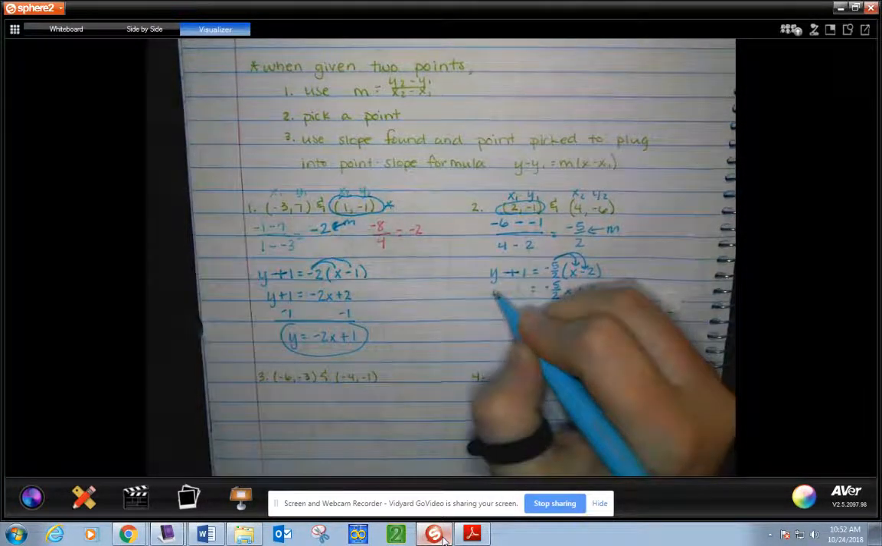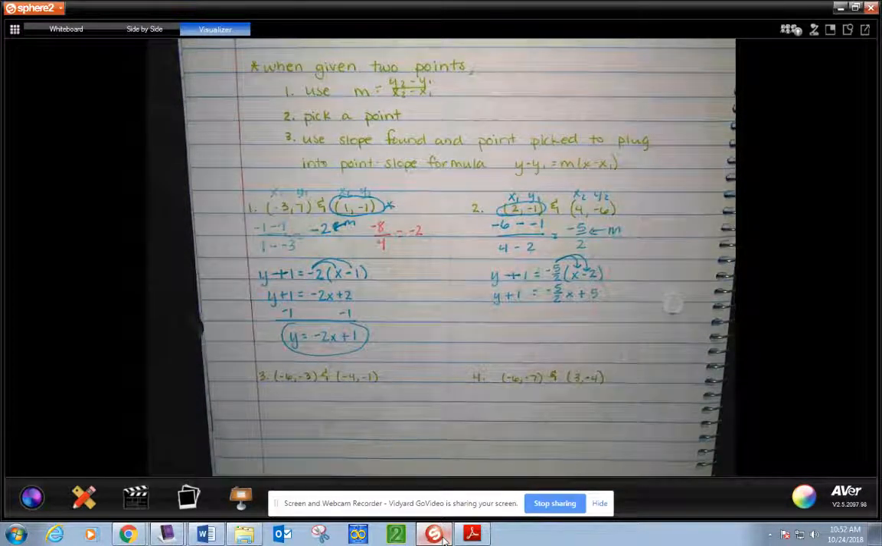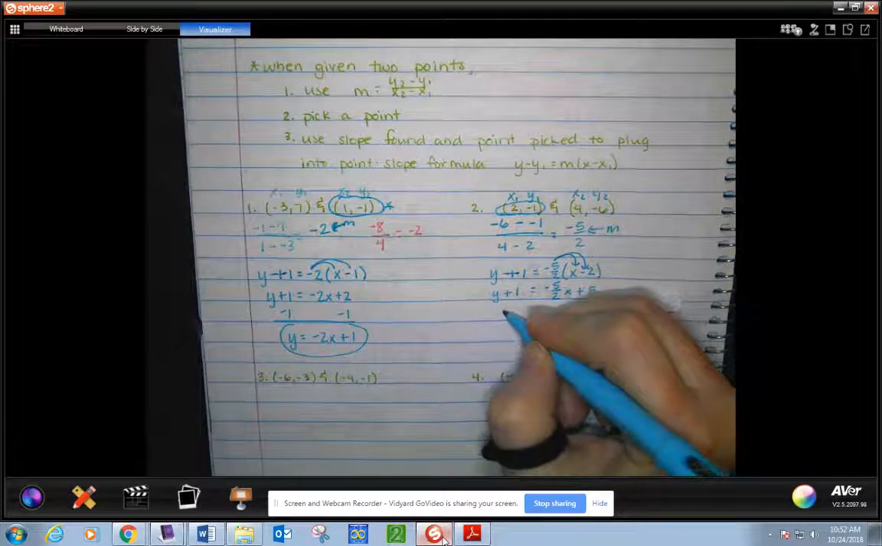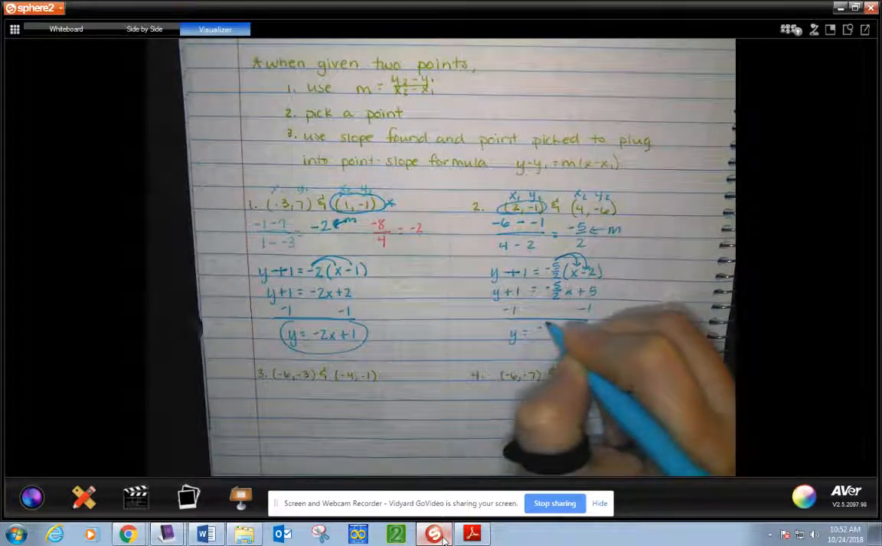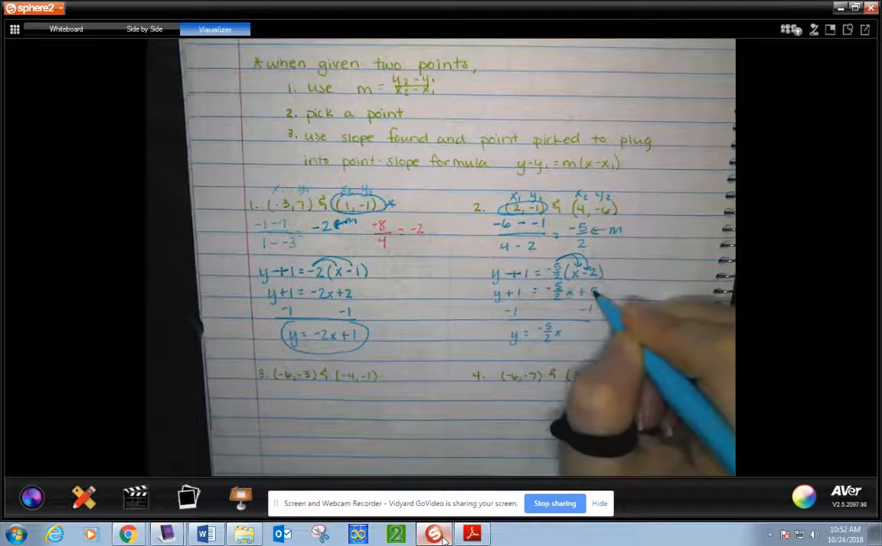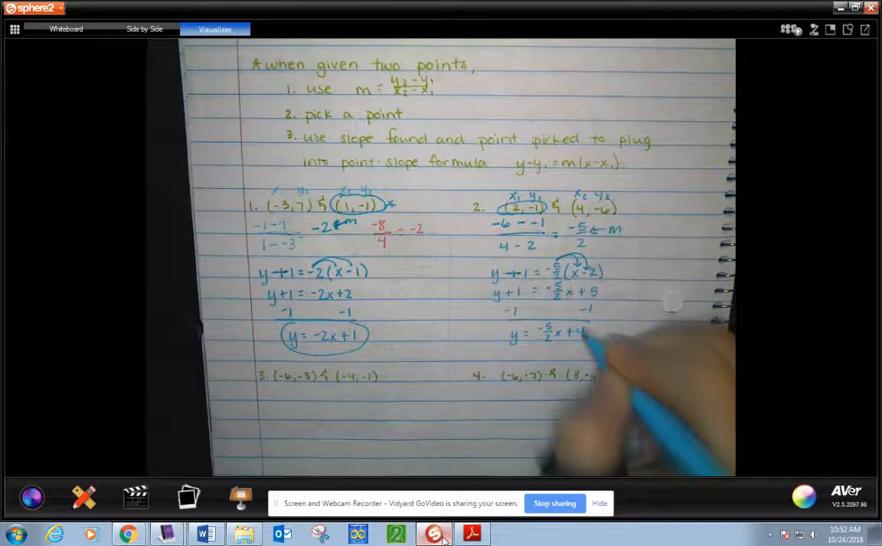Okay, now I bring down y plus 1. To get y by itself, you must subtract the 1. When you subtract 1, you get y equals negative 5 over 2x, and 5 minus 1 is 4, and that's my answer.